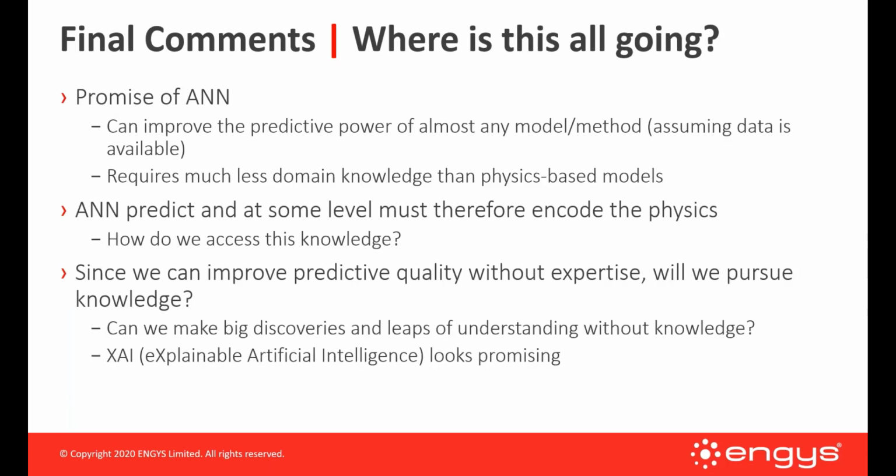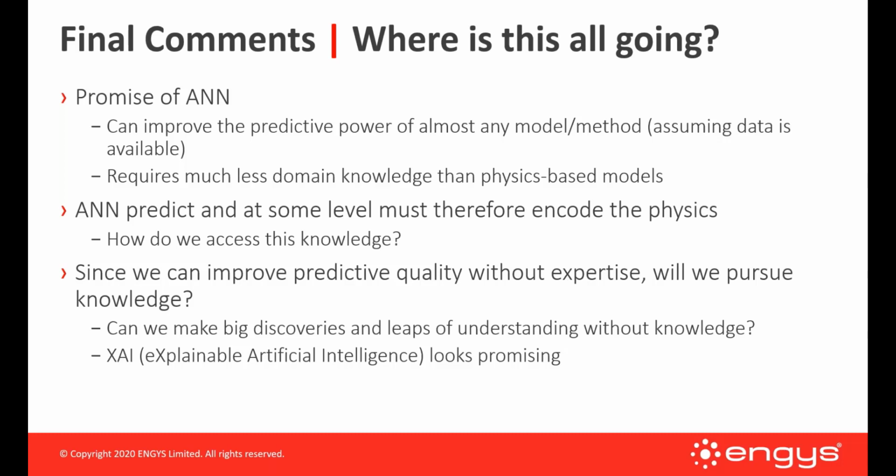Then, in a more philosophical sense, where it's all going. The promise is obviously huge. We've seen other people implement very interesting things in the context of artificial neural networks. The predictive power is unquestioned. If you have the data, it can predict similar occurrences. It requires much less domain knowledge than physics-based modeling, which is both a blessing and a curse, I think. So these neural networks can predict the stuff, but it doesn't always provide you with an explanation.